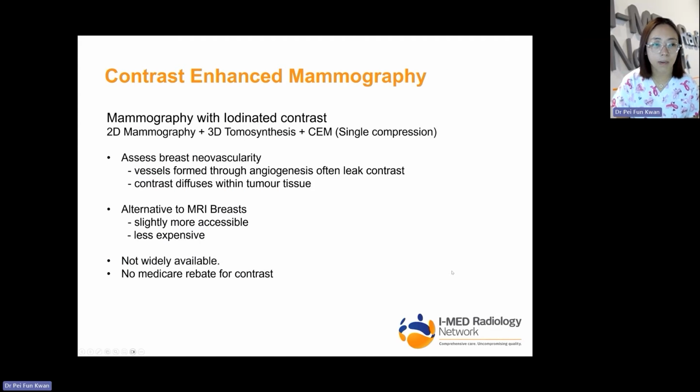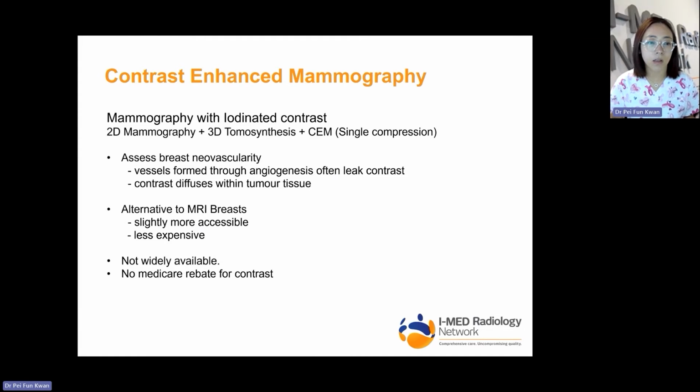So I'm going to talk about contrast-enhanced mammography a little bit so that you know what this test is about. If you think your patient needs this test, you could have a think about ordering it or referring to the breast surgeon. So contrast-enhanced mammogram is basically 2D mammogram and tomosynthesis, and we do an additional contrast part of the examination. It is like a mammogram with contrast.